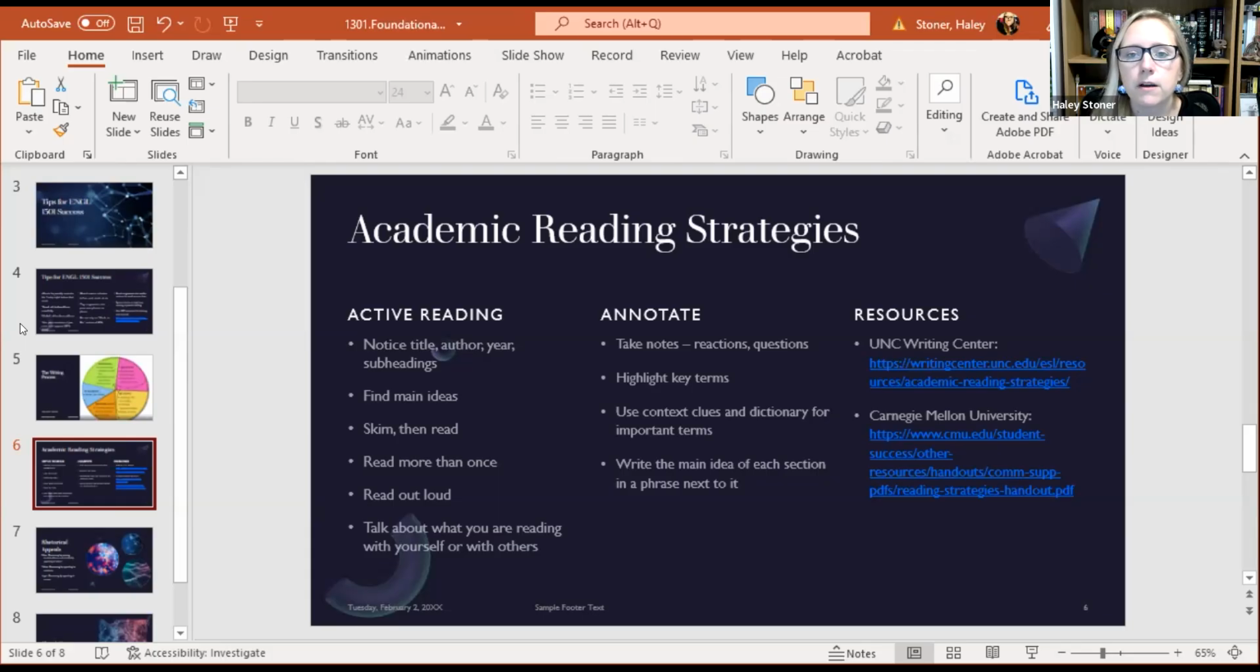Some of you may already have a process for how you like to annotate, but taking notes, giving your reactions, your questions, highlighting key terms, using context clues and a dictionary for your important terms, writing the main idea of each section in a phrase next to it. That one's really helpful, I think.